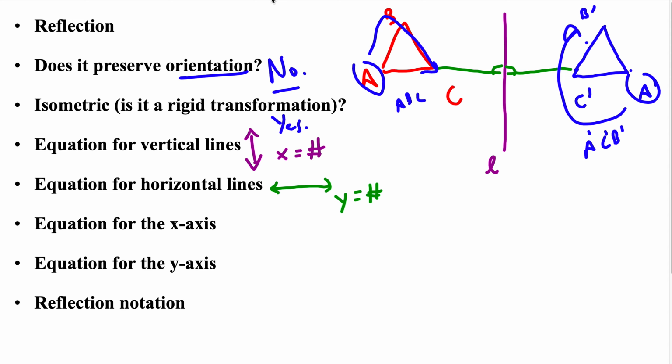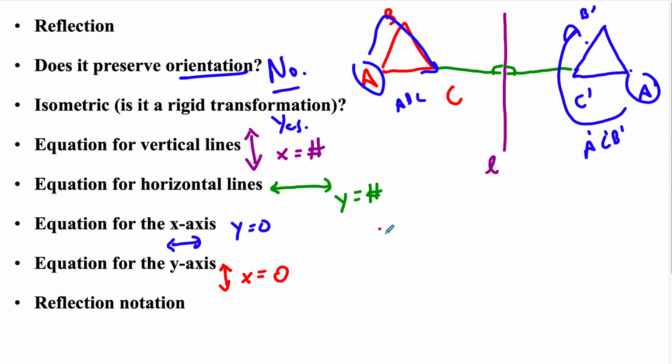The equation for the x-axis, you're going to need to know this. The equation for the x-axis is going to be y equals 0, because if you think about the x-axis, it is a horizontal line, and it has not been moved up or down. The equation for the y-axis is a vertical line, so it's going to be x equals something. Has it been moved left or right? No, so it's x equals 0.